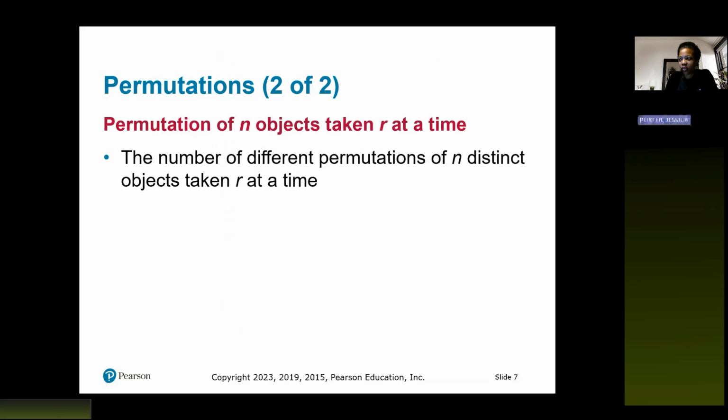Now, what about the permutation of n objects taken r at a time? This is a little bit different. There's a formula to it, but there's also a way to do it in your calculator and in StatCrunch. Here's our formula. It's n factorial divided by n minus r factorial.